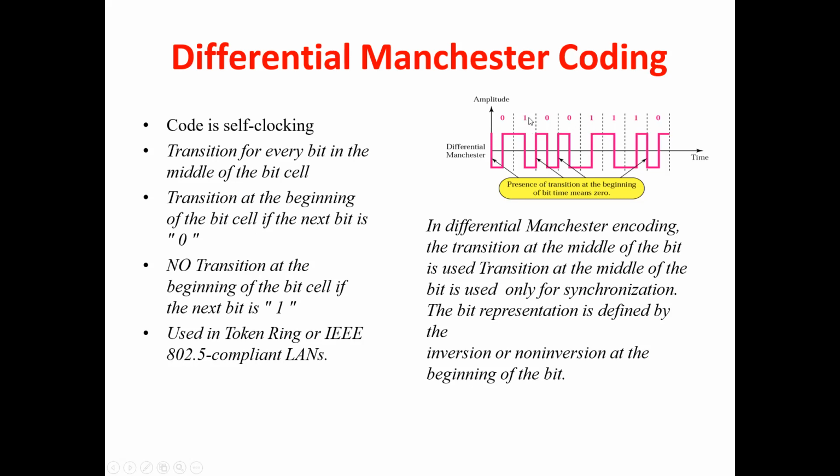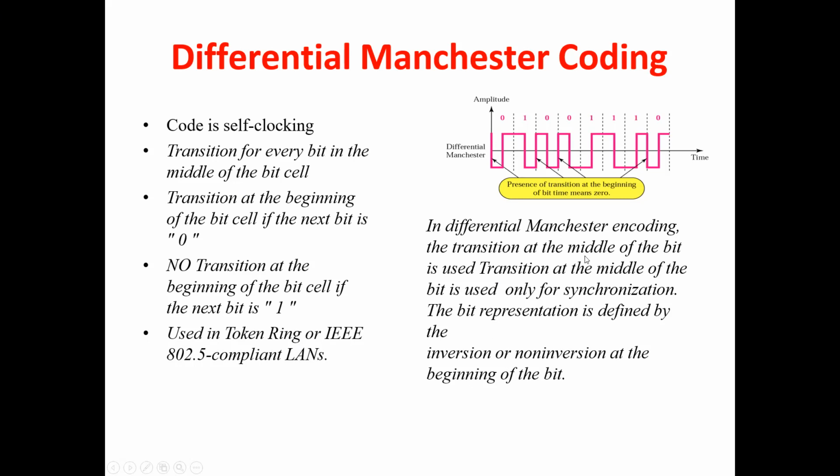If the next bit is 0, then the transition takes place. If the next bit is 1, there is no transition, meaning the signal does not drop to 0. It remains the same from 1 to 1. That is the differential Manchester encoding used in token ring or IEEE 802.5 LANs.